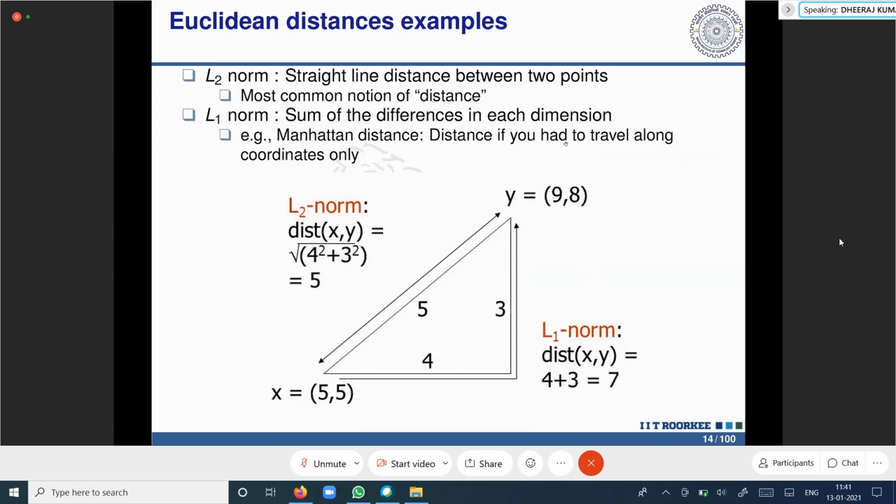So the distance, if you had to travel along coordinates only, would be 4 plus 3, which is 7 for the L1 norm, and the L2 norm would be 5. So you can use any distance based on what your application constraints are and other things.